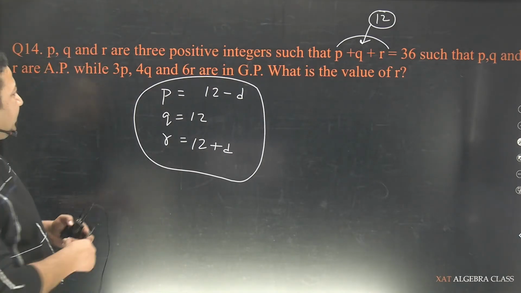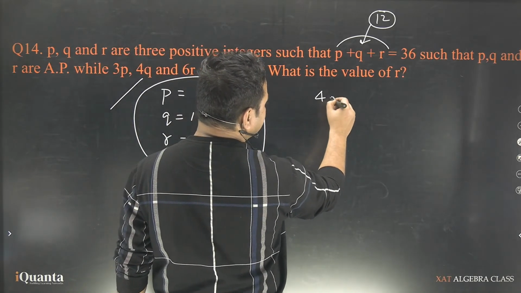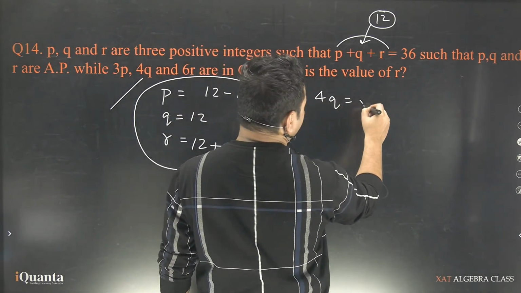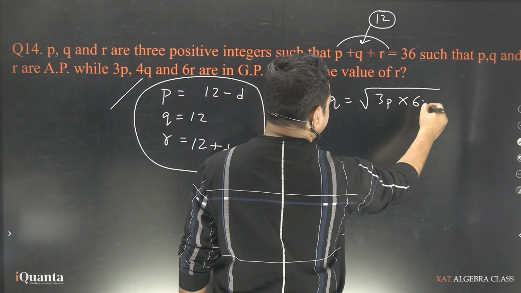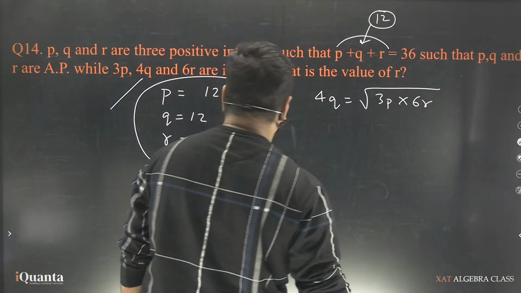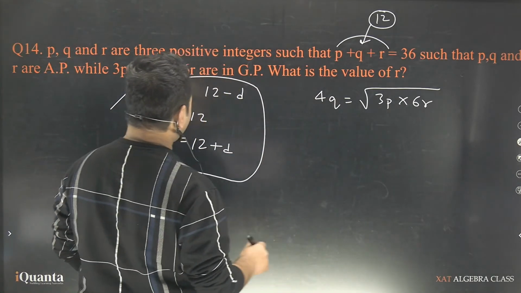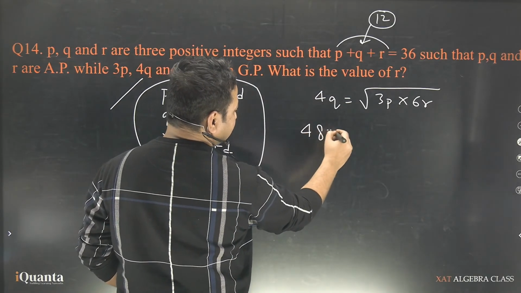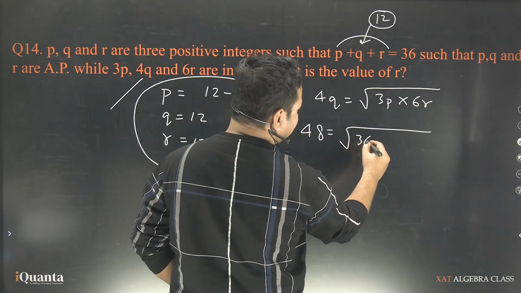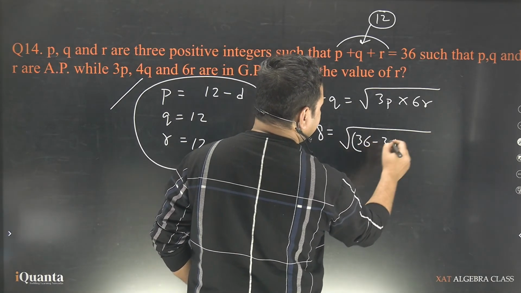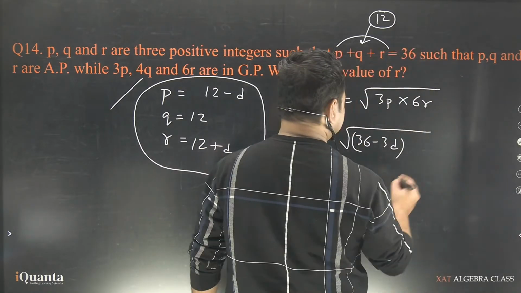What happens in a GP? The middle term is always the geometric mean, so I can write that 4Q is actually equal to square root of product of 3P and 6R, isn't it? Yes or no? We can say that. So let's do it now. We have all the values here, just put in the values and get the answer. So if I put Q as 12, I'll get 48 is equal to square root of 3P, 36 minus 3D is what we get here, multiplied by 6R, 72 plus 6D.